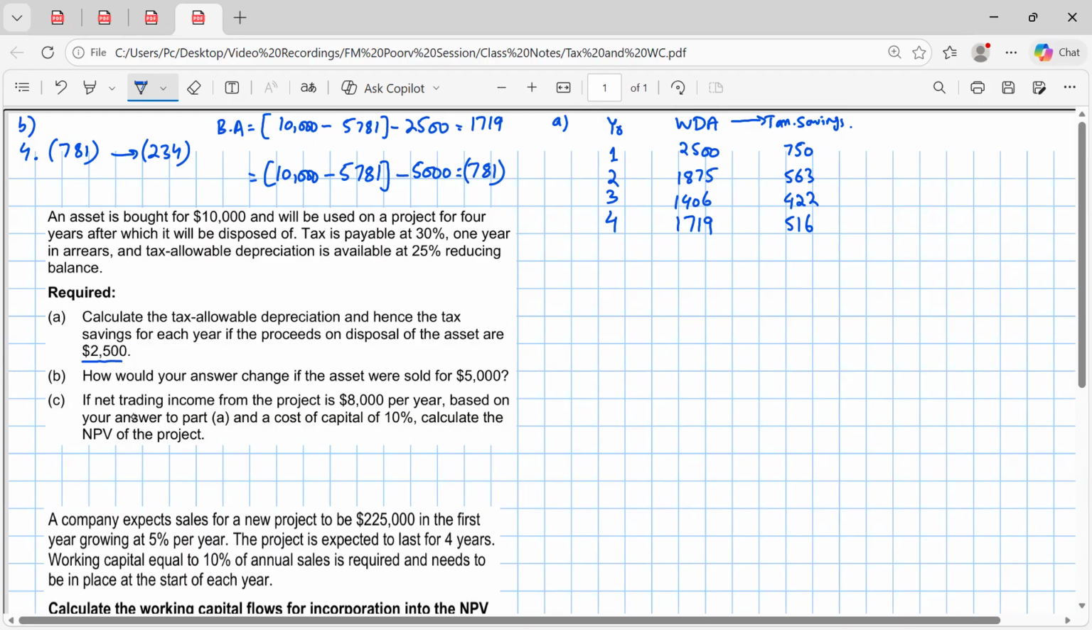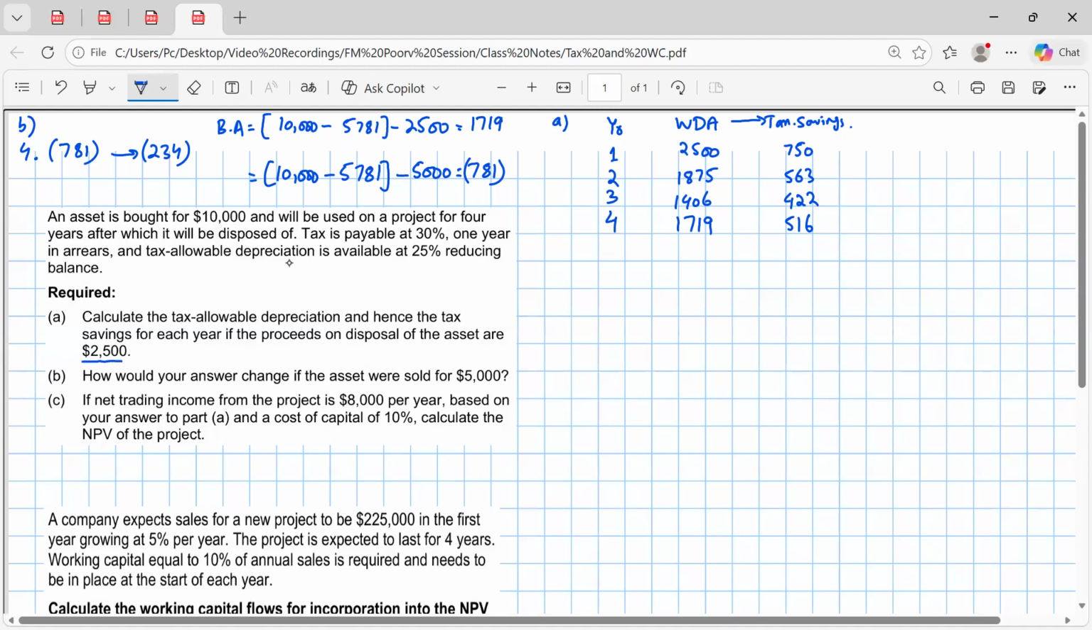So what is the requirement? If net trading income, I mean the taxable cash flows, I've already told you, from the project is 8,000 per year based on your answer to part A. So now you have to take the figures from part A, and if the cost of capital is 10%, calculate the NPV of the project. So now we have to do working as per part A. Read this paragraph very carefully.